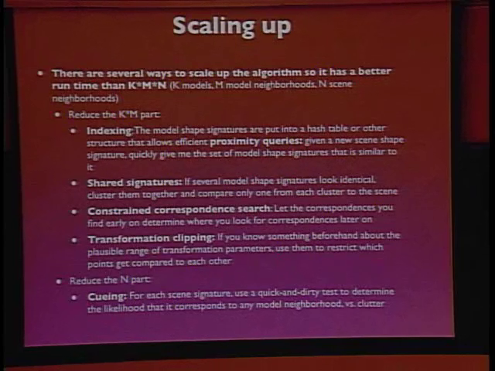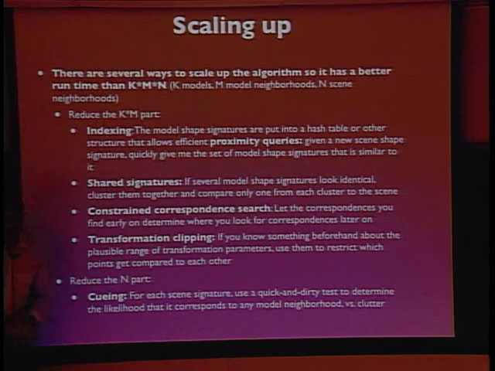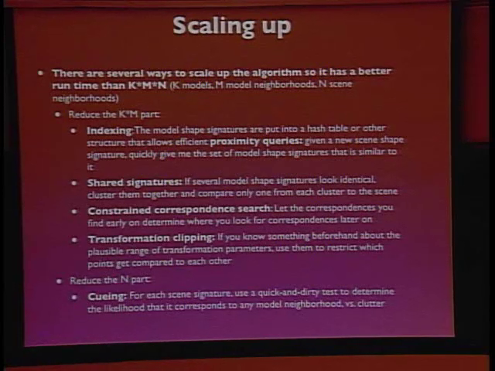The other thing you can do, if you want to take the other approach of reducing the number of scene signatures that you compare to, is to do what's called cueing. You can think of this as a quick pre-filtering of a large scene to reduce it down to just those scene signatures that you think could plausibly correspond to the objects in your database of interest. Now, this is not going to be a very precise test. When you do cueing, you're basically going to stop the most implausible scene signatures at the door.